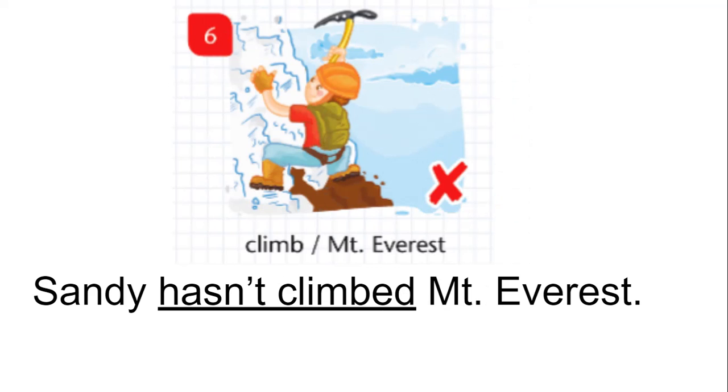Number 6. It has an X next to the picture, so we know it has to be negative. Sandy hasn't climbed Mount Everest. Climb stays regular, so we add ed. Sandy hasn't climbed. Good job.